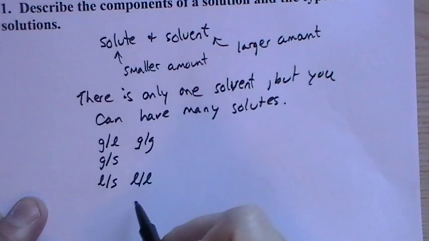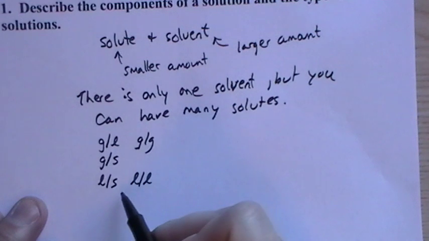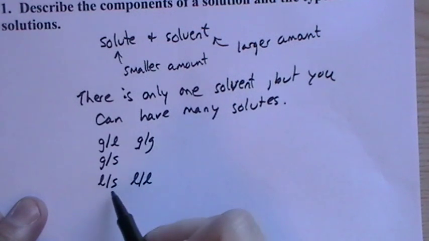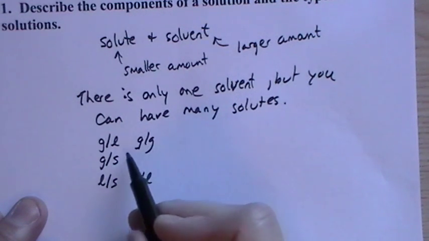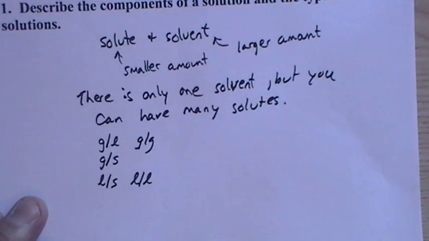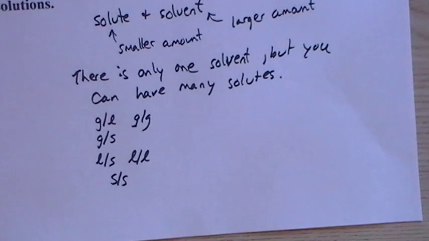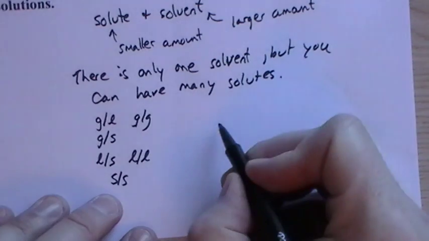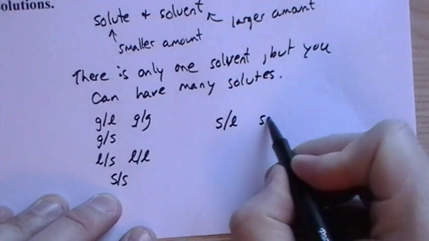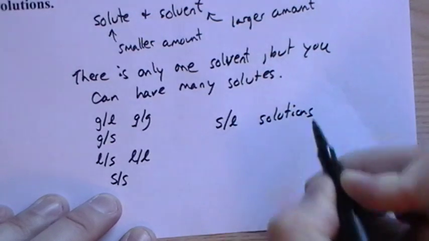We already did liquid, gas. So let's see, gas, solid. What are we missing here? Solid and liquid, solid and gas. I think that's everybody. Oh, solid and solid. This would be an alloy. So most of the time we deal with solid liquid solutions, but all of them are possible.